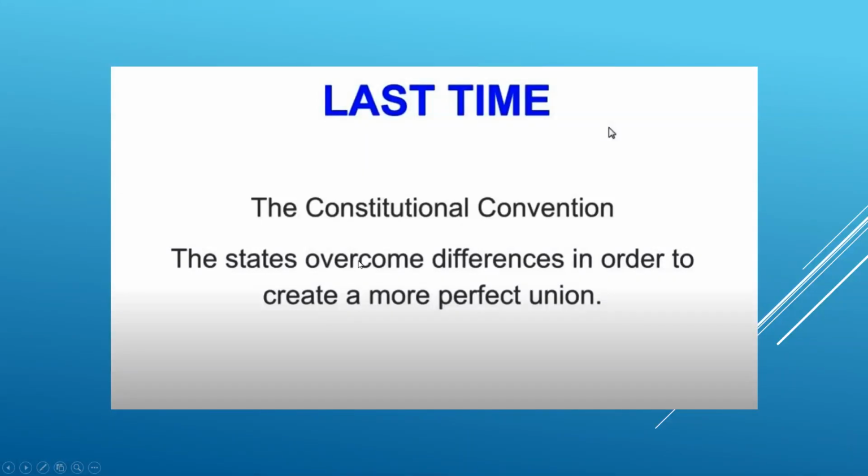Hello again, everyone. Last time we looked at the Constitutional Convention and particularly the differences that the states had to overcome in order to create our union. So remember, the key word there was compromise. They had to compromise in order to come up with the Constitution that we know today.